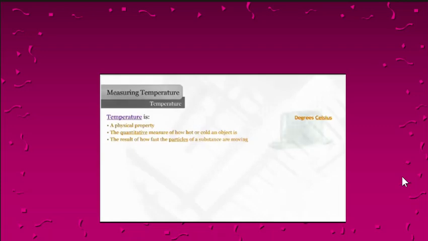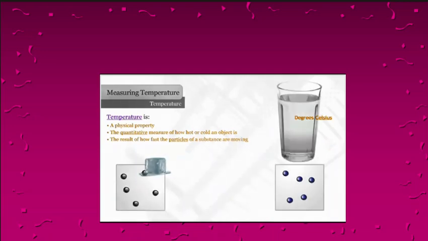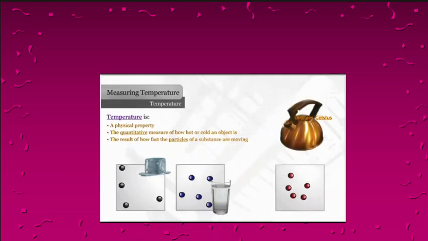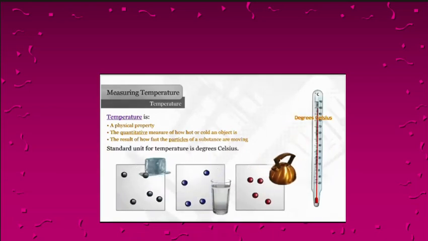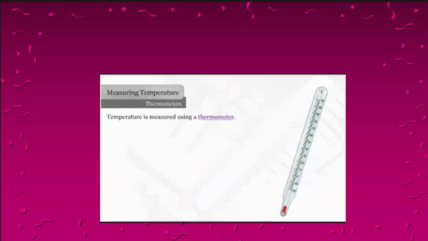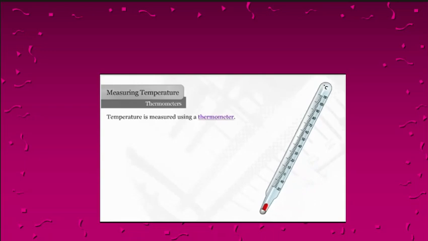Temperature is a physical property and the quantitative measure of how hot or cold an object is. Temperature is the result of how fast the particles of a substance are moving. The slower the particles move, the cooler the temperature. The faster the particles move, the warmer the temperature. The standard unit for temperature is degrees Celsius. Temperature is measured using a thermometer.